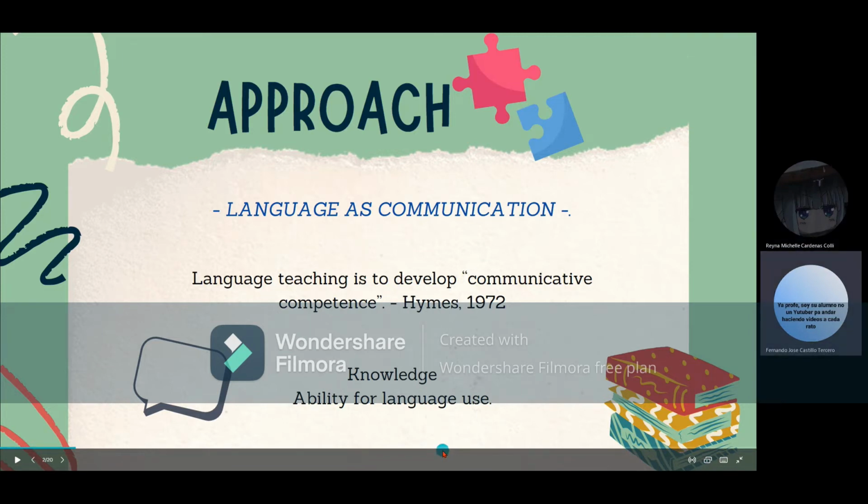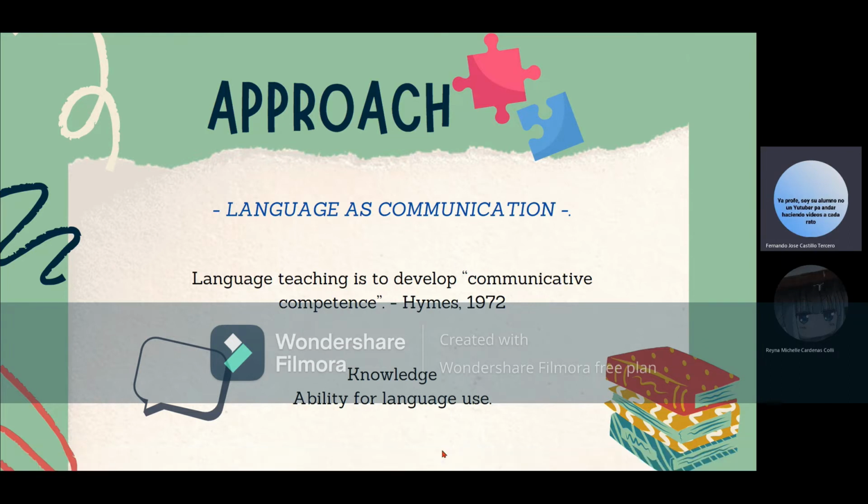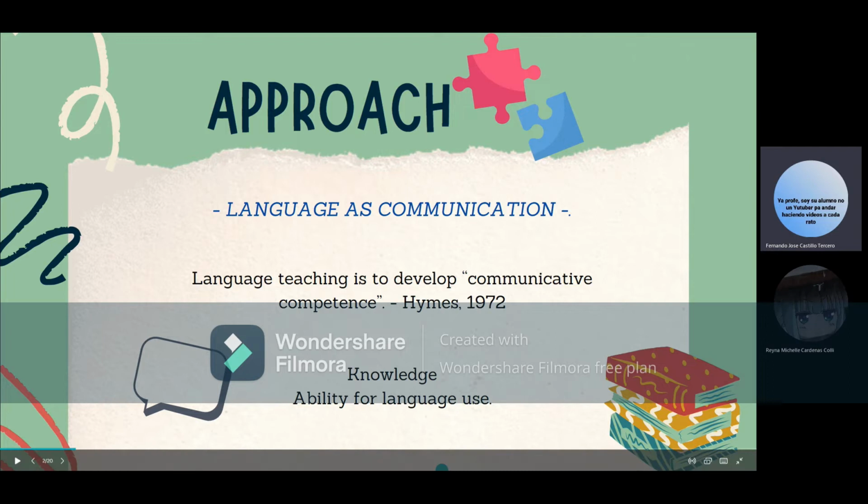CLT is an approach to teach foreign and second languages, which emphasizes communicative competence and also emphasizes interaction as a means to teach any language.